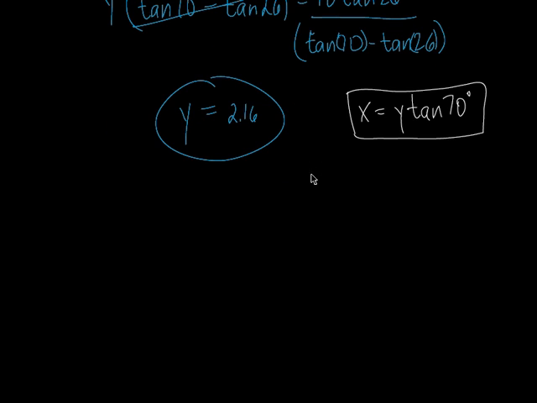Alright, so now there's what y is equal to. Now what I can do is just plug it in for this and solve for x. So what's x equal to? X equals y, just found it, 2.16, times the tangent of 70 degrees. Alright, so x is equal to that. So let's plug that into our calculator.